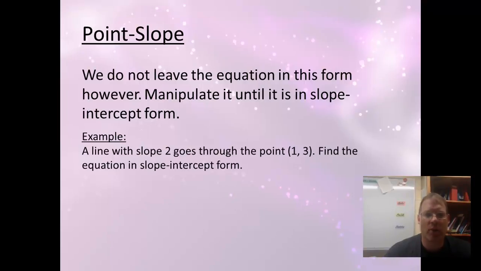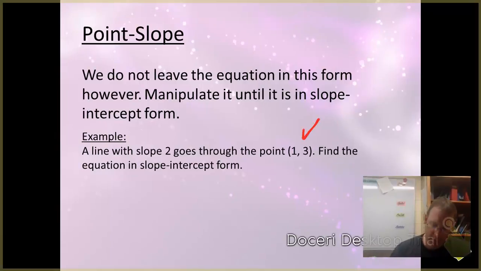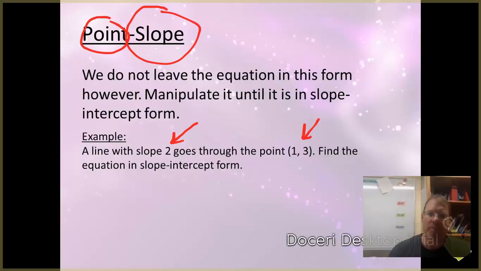So let's say that you are told that a line with slope 2 goes through the point (1, 3). Find the equation in slope-intercept form. So again, how do we know what to do here? Well, we have a point and we have the slope, so we're going to use the point-slope formula.